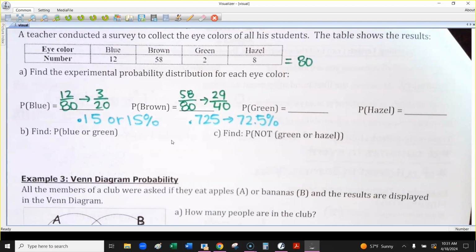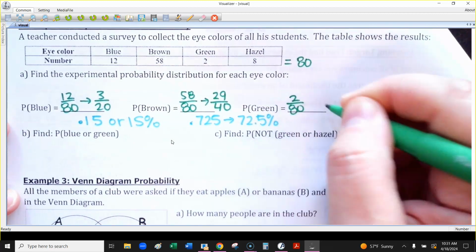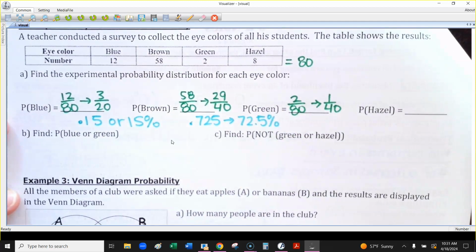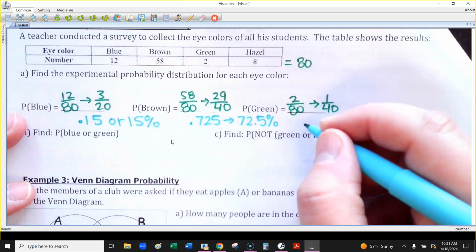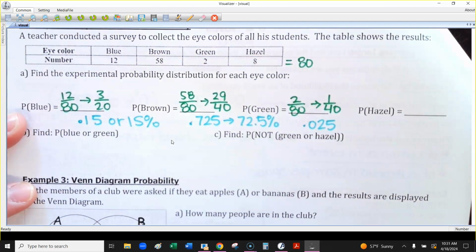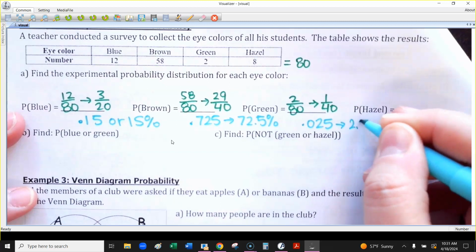What's the probability a person has green eyes? 2 out of 80, right? There's only 2 people with green. So this would reduce to 1 over 40. And I don't know what that is off the top of my head as a decimal. Okay, now as a decimal, this is really small. 0.025 as a decimal. If you scooch the decimal over 2 spots to do the percentage there, it would be 2.5%.